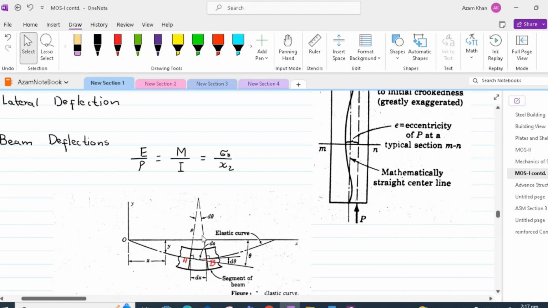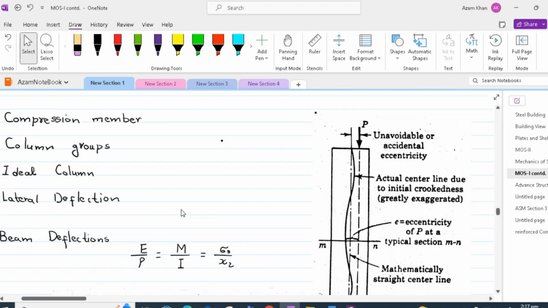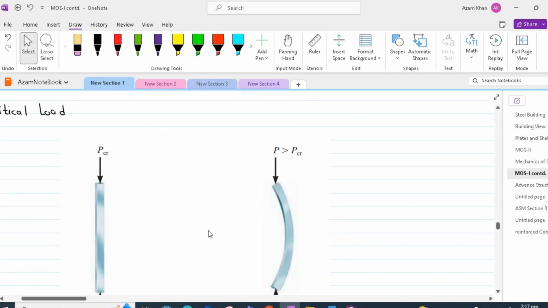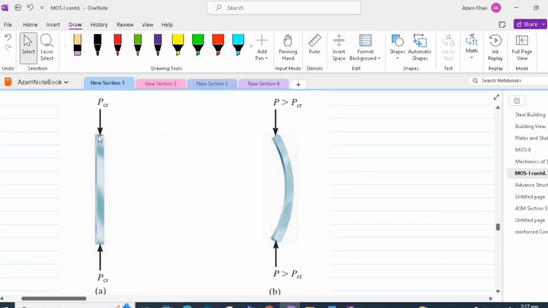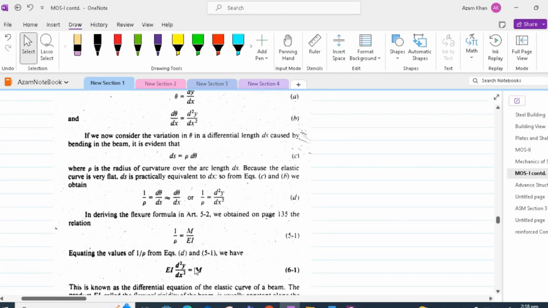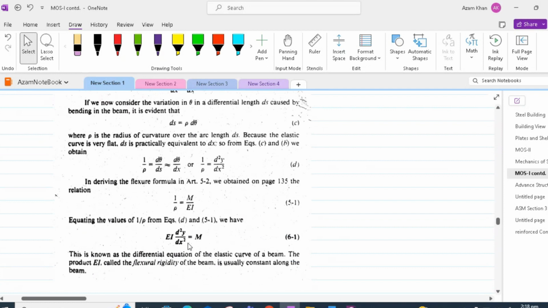The reason we have discussed the beam deflection in our presentation about the compression members is that we will be trying to derive the equation for long columns, and long columns can buckle. In other words, the long columns have tendency to deflect as shown over here. So therefore, this equation will be used later to derive Euler equation for long columns.